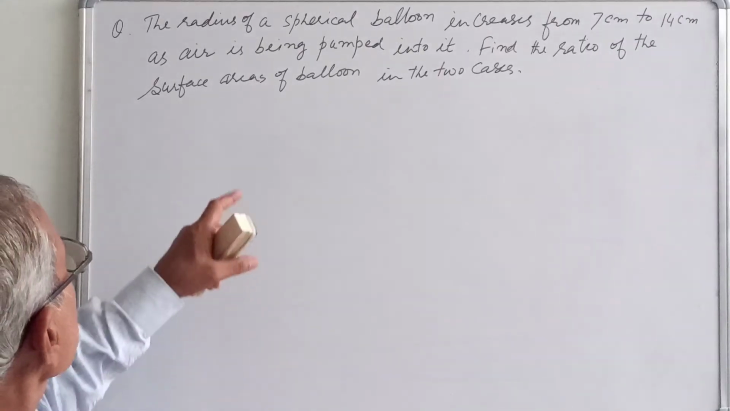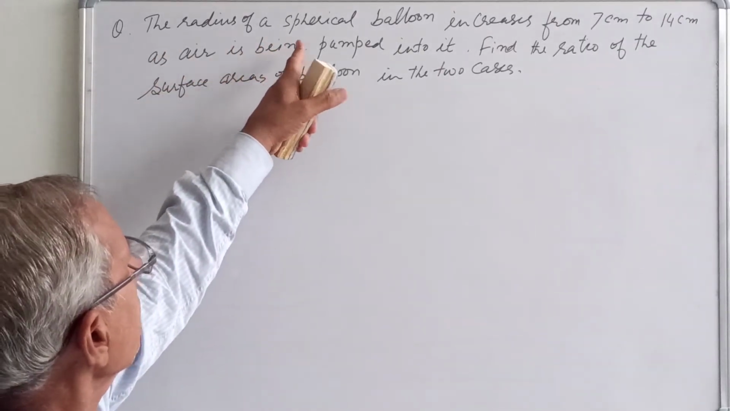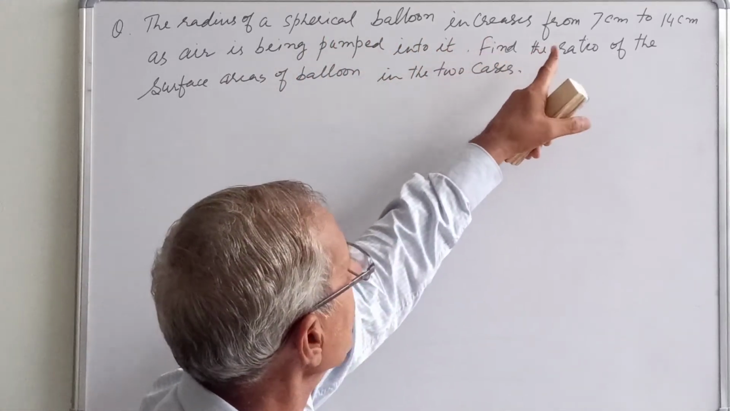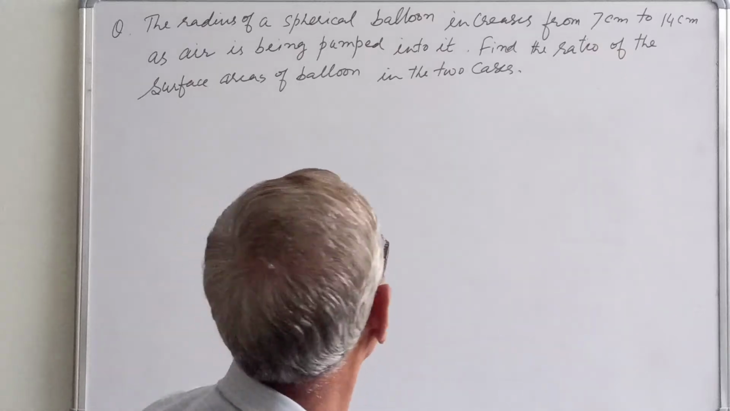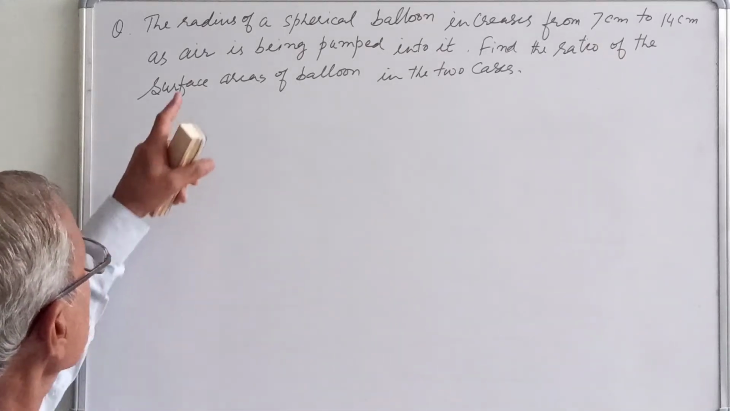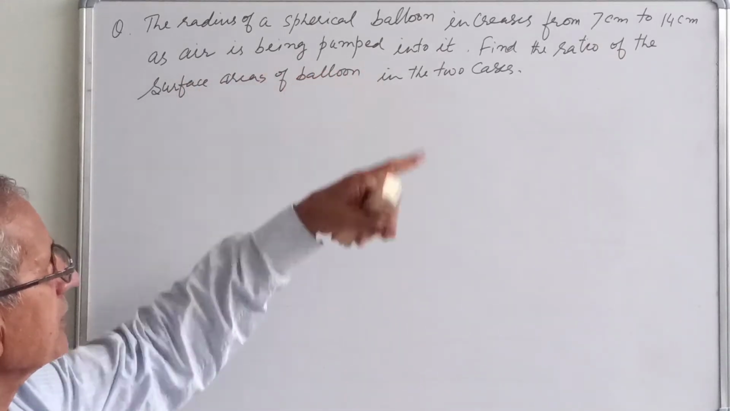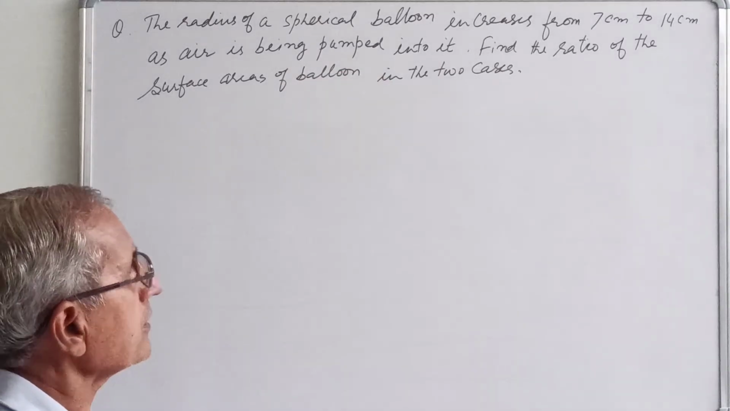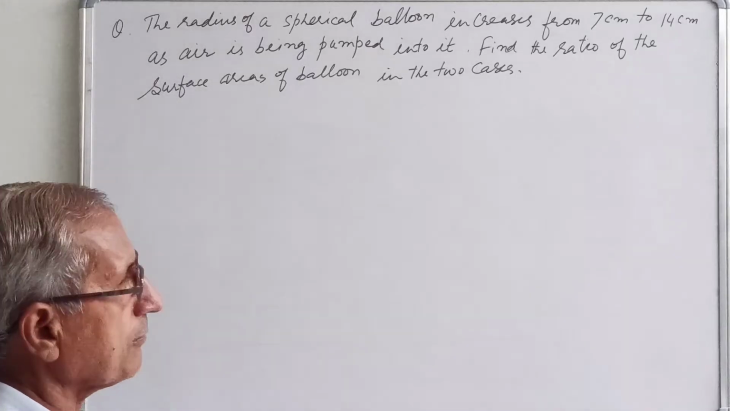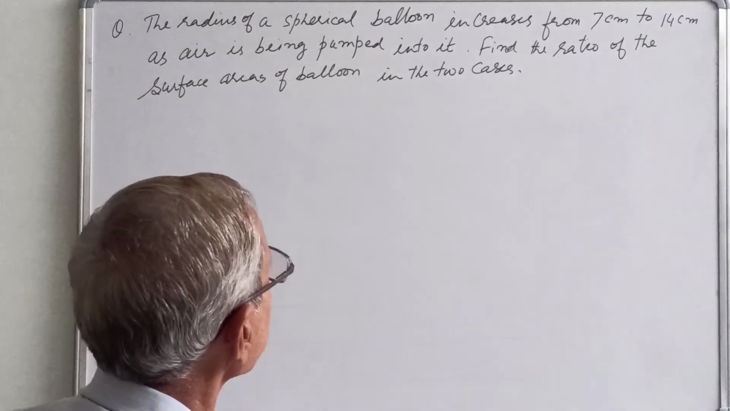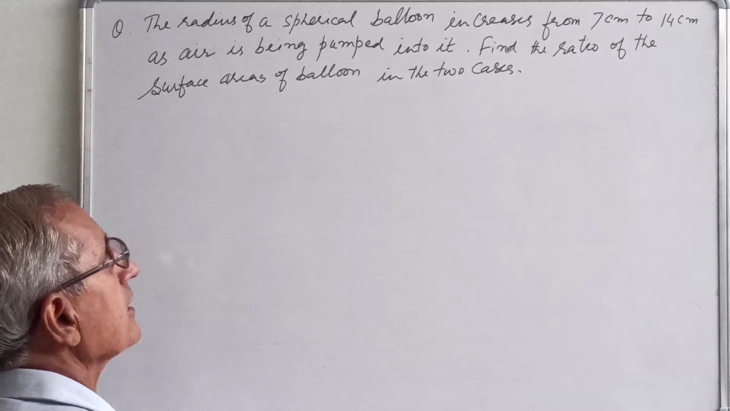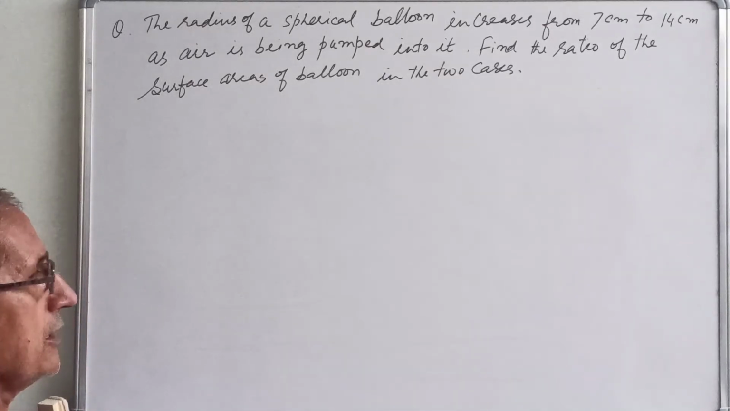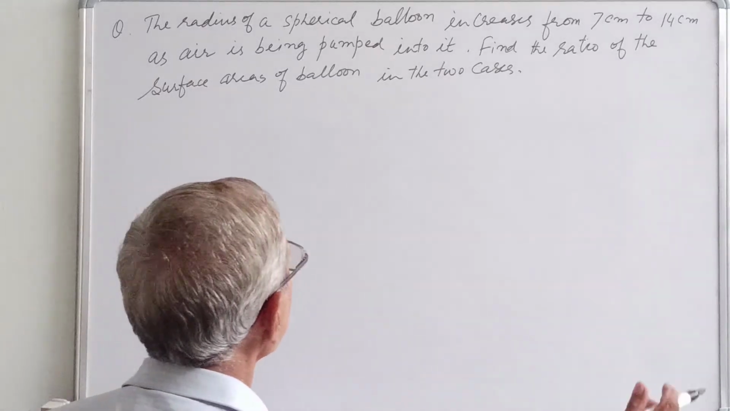The next question is the radius of a spherical balloon increases from 7 centimeter to 14 centimeter as air is being pumped into it. Find the ratio of the surface area of the balloon in the two cases. That is, when air is pumped into a balloon its radius becomes 7 centimeter to 14 centimeter, so you have to find the ratio of its surface areas in both cases.